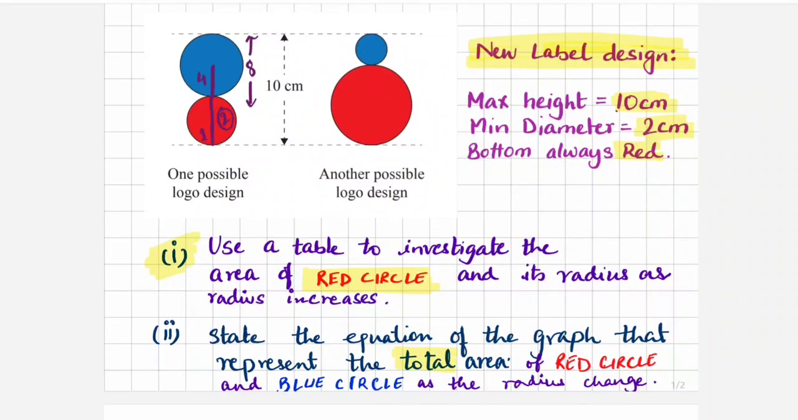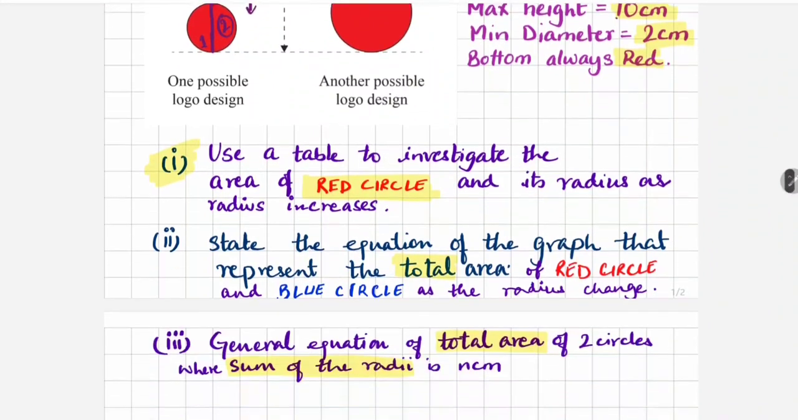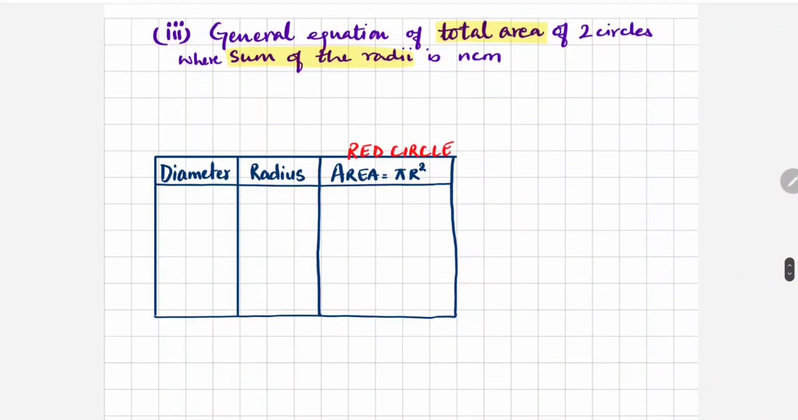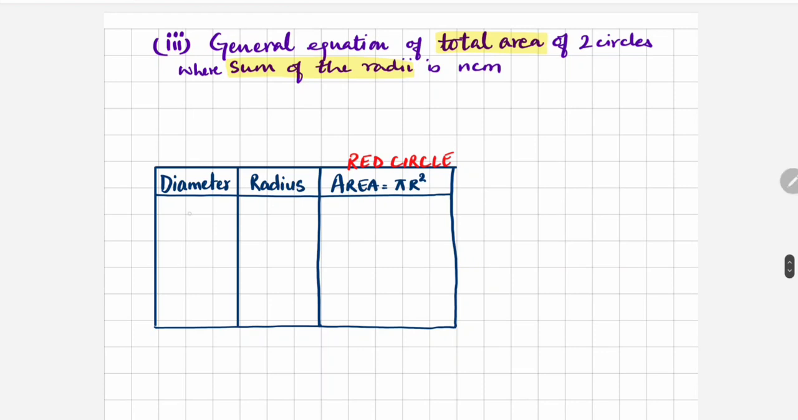Use a table to investigate the area of the red circle and its radius as the radius increases. So I have created a table here. So we have just found that we can have diameter of 2, 4, 6 and maximum 8. That means the radius can be 1 for red circle, radius can be 2, 3 or 4, and the maximum you can get is 4. Right? Area is pi r square. All right, we're going to plug those values in, and in this case, just to keep it simple, we are going to use pi as 3.